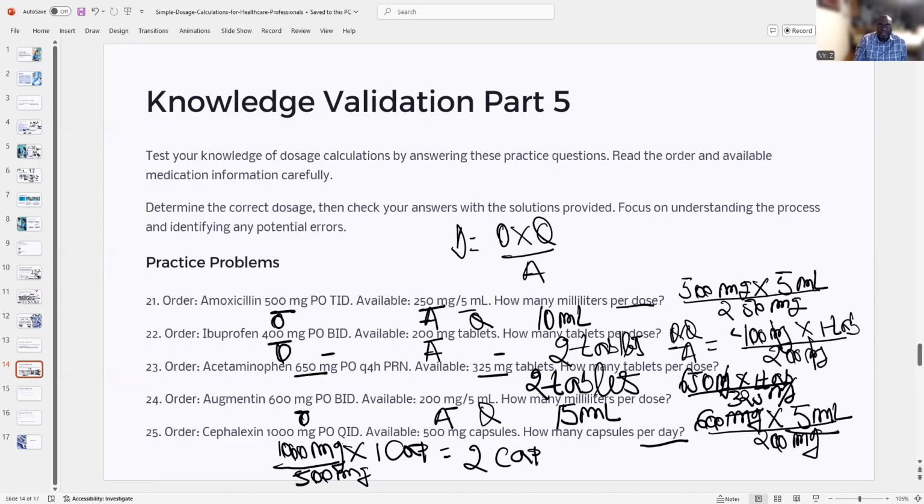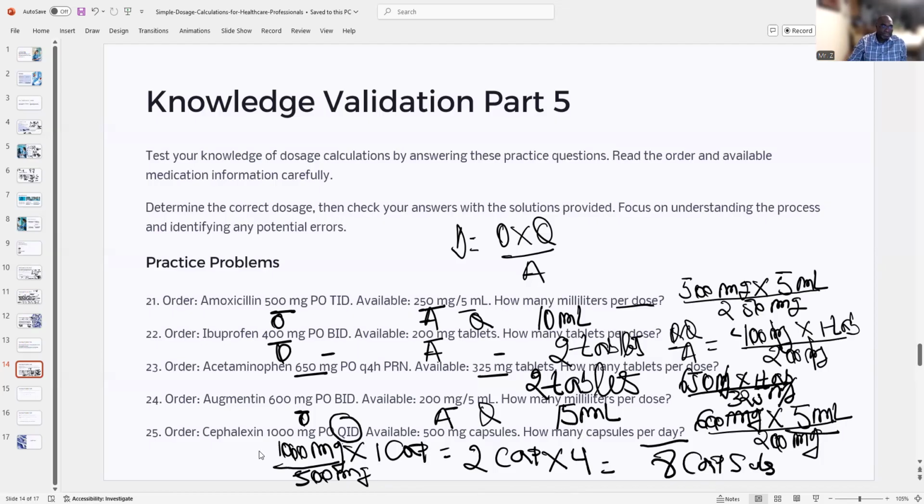But we are looking per day. If you end right there, not good. Before you do anything, read the entire question and circle what you're looking for. You know you're looking for per day, so we'll have to multiply your single answer by the frequency. My single answer is 2 capsules. My frequency is 4 times a day. You know, QID means 4 times a day. I will multiply that one by 4. So I will have 8 capsules.